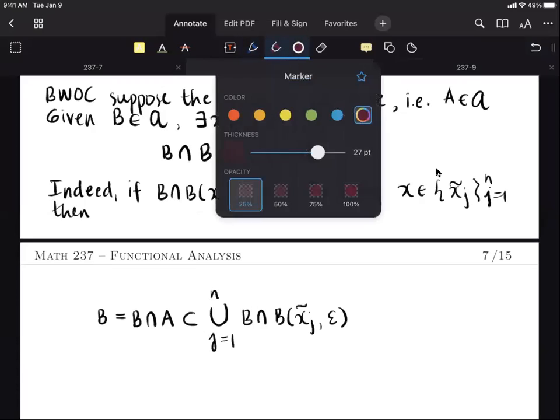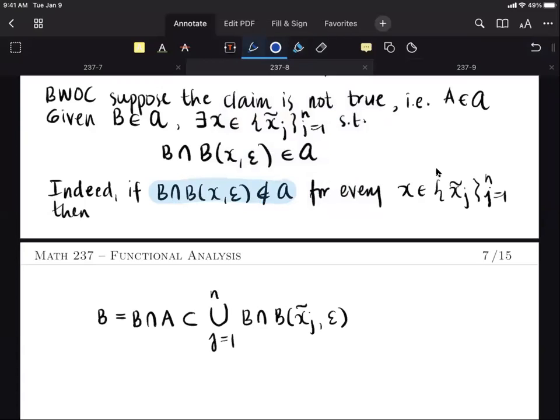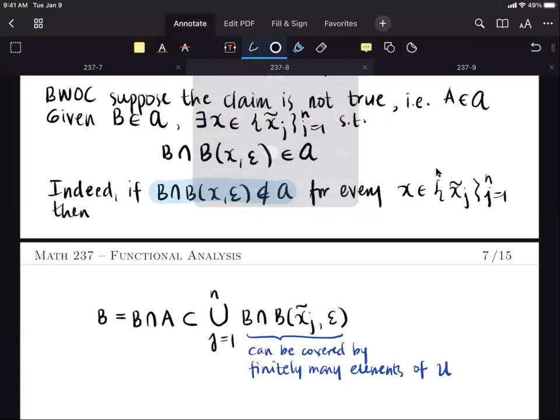According to this statement here, this means that this can be covered by finitely many elements of your collection U. So since this is a finite union, this implies that B can be covered as well by finitely many elements of U, just combining all those elements in U that cover this set. So that is, B is not an A.